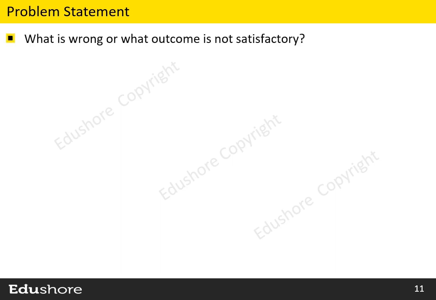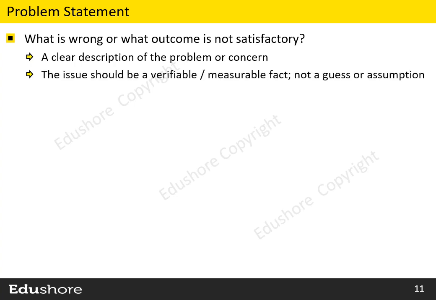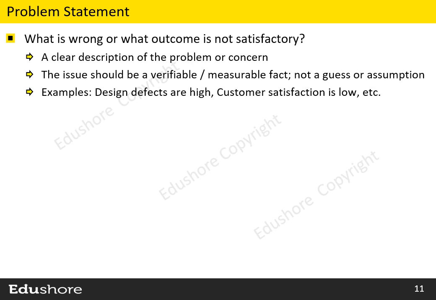The first component of the project charter is the problem statement. The problem statement should mention what is wrong or what outcome is not satisfactory. It should have a clear description of the problem or concern. The issue that is mentioned in the problem statement should be a verifiable or measurable fact. It should not be a guess or an assumption. For example, when we say the design defects are high or customer satisfaction is low, they are clearly measurable parameters.